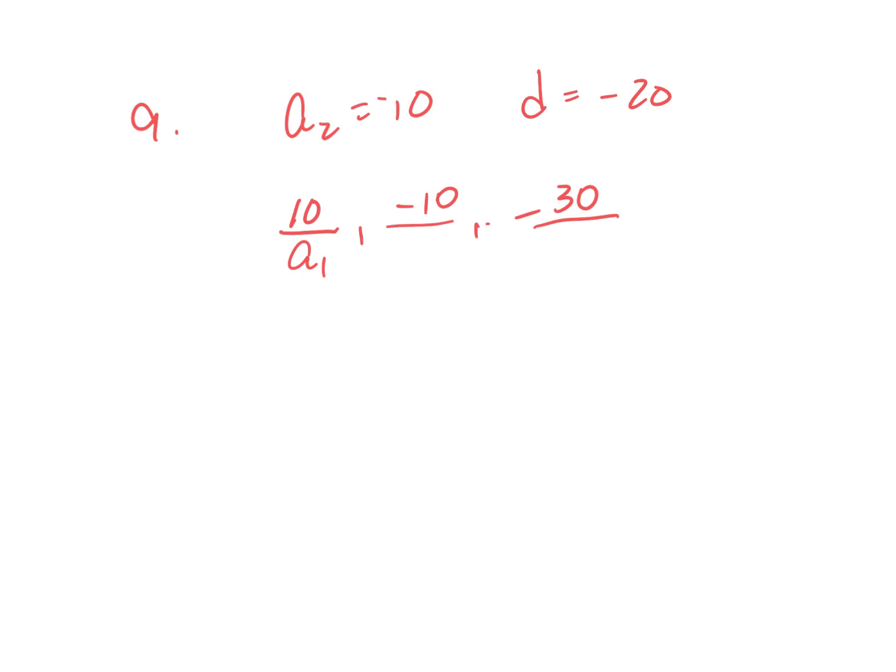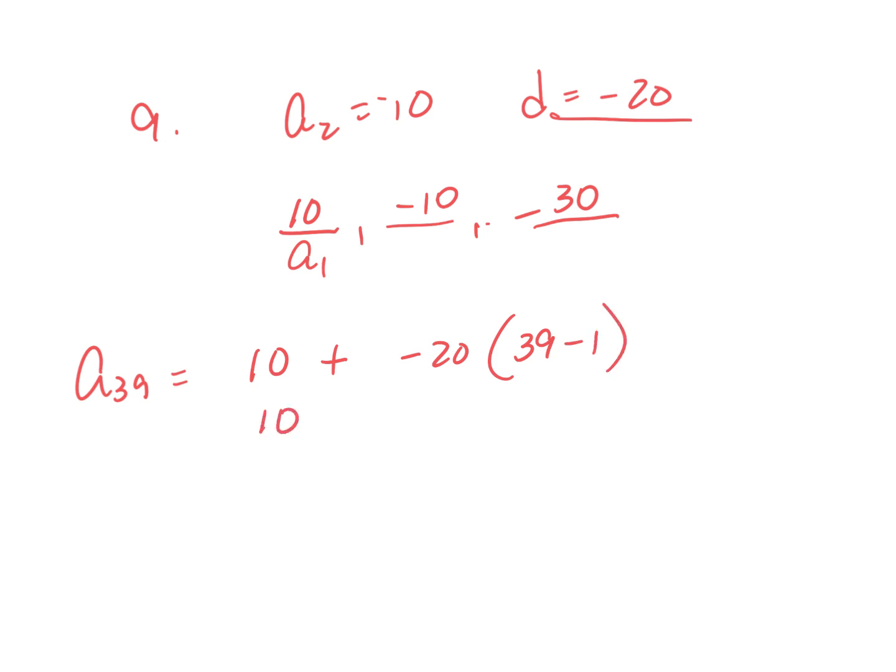And what is the D? We have the D, right? And they want us to find A39. So A39 would be A1 plus -20 times 39 minus 1. So it's going to be 10 minus 20 times 38. So the answer would be -750. Let your calculator do the heavy lifting.